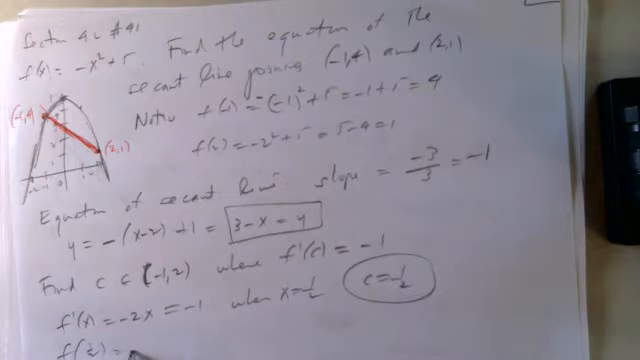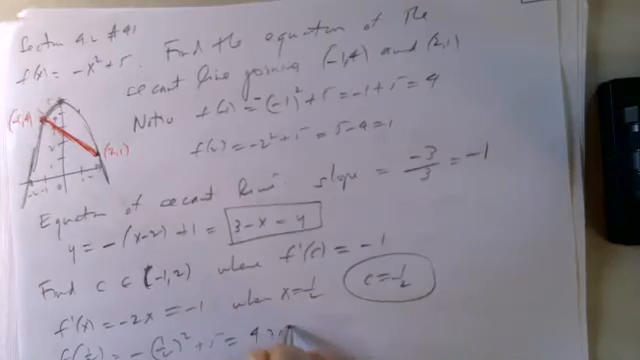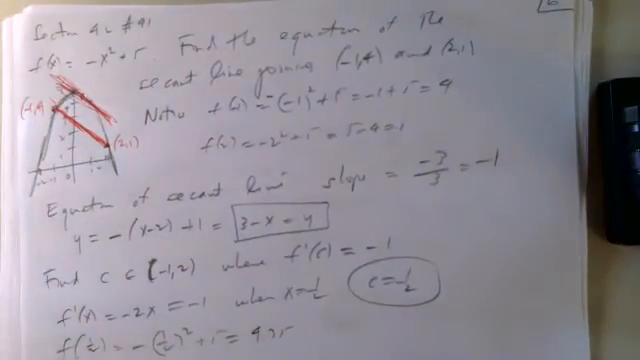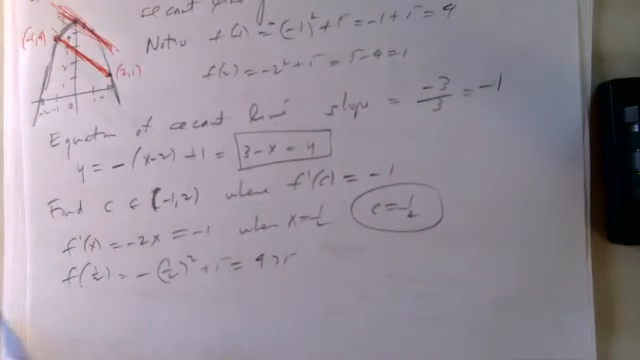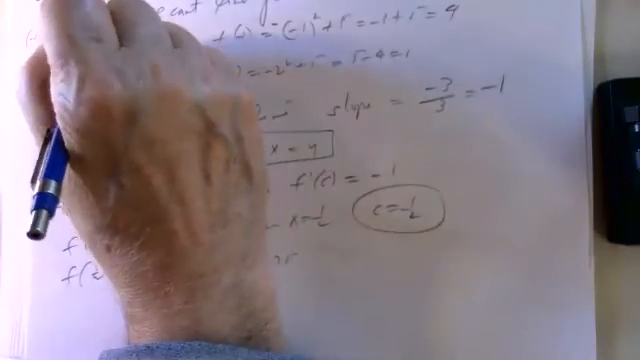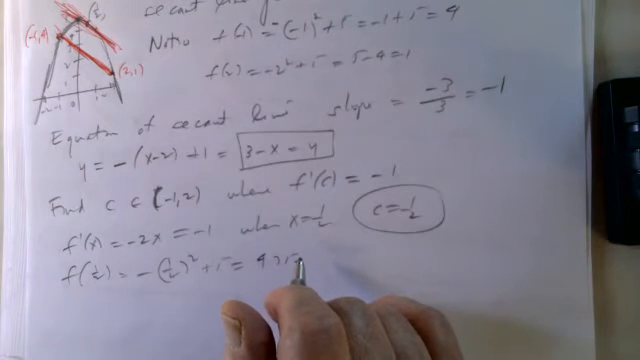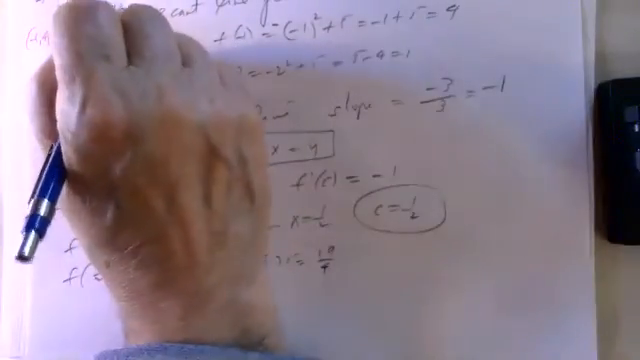What is f of 1/2? It's minus 1/2 squared plus 5. That's 5 minus 1/4, or 4.75. Right there. And at that point, the tangent line is parallel to the secant line. What are the coordinates of this point? x is 1/2. y is, let me write this as a fraction, which I prefer, 19/4. So 1/2, 19/4.